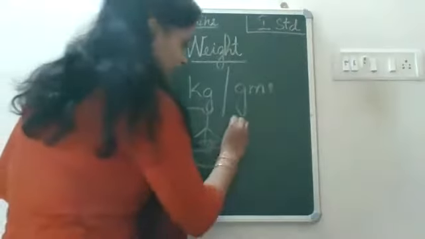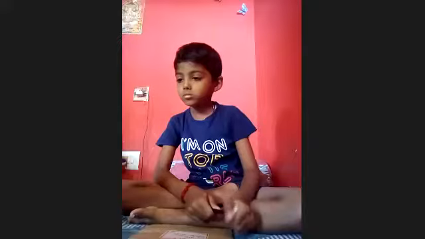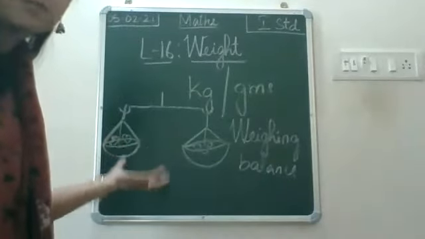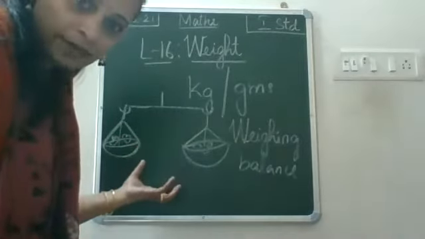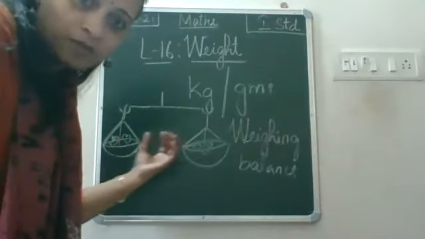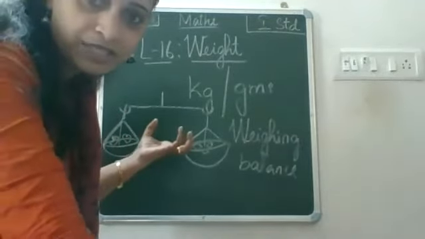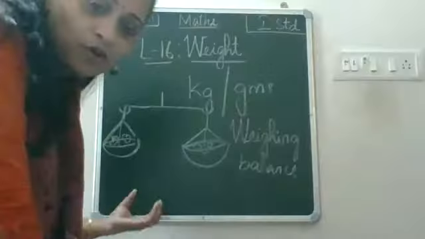This instrument is called? Balance. Okay, weighing balance. You're going to weigh the object or the vegetables or fruits, whatever you're going to weigh. So remember, when you place the object on both the pans, the pan which is heavier, with more weight, which side will the balance go?